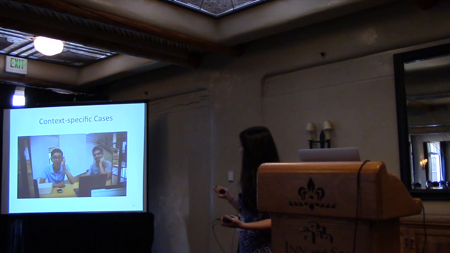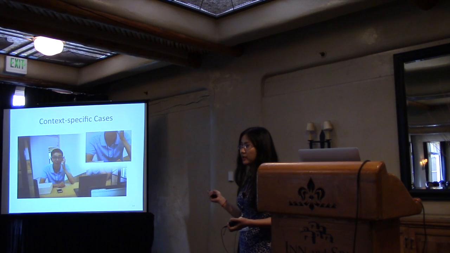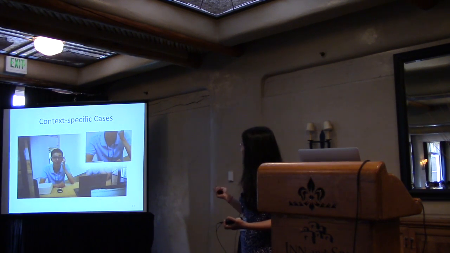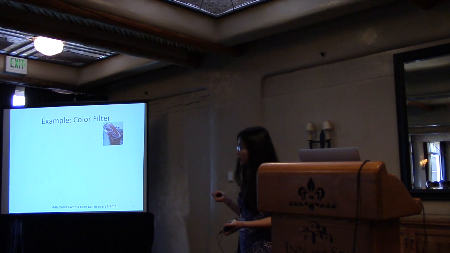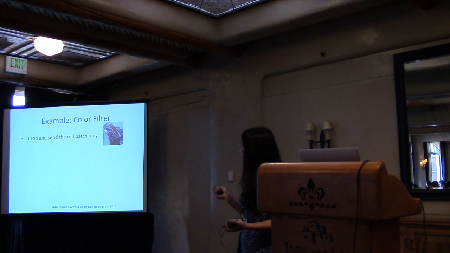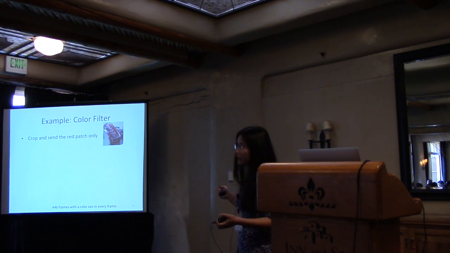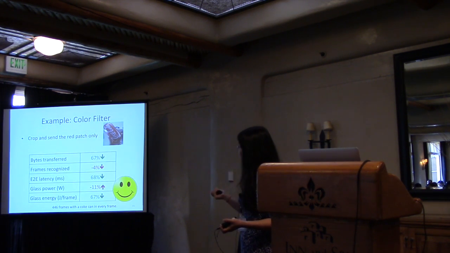Another application might only be interested in objects with a particular color. We can also crop that part out and send the small patch instead. We chose a color filter as an example, as we are working with Coke cans as examples. We built a red color filter. It basically crops out the red part and sends the small rectangular region only. So by doing this, we also see similar resource savings. We're saving 70% on almost all metrics, and the accuracy loss is only 4%.